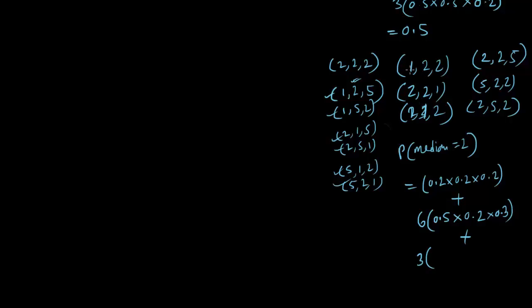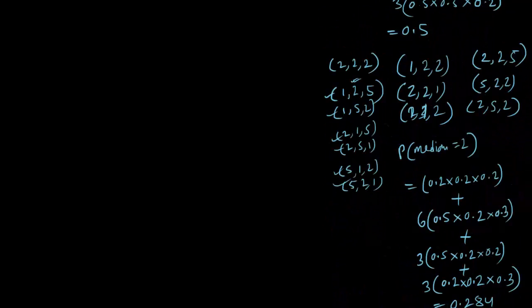Or we have these 3 different samples. So 3 into 1, 2 and 2. 1 has a probability of 0.5, 2 has a probability of 0.2, 2 has a probability of 0.2. Plus 3 into 2, 2 and 5. 2 has a probability of 0.2 times 2 has a probability of 0.2 times 5 has a probability of 0.3. So let's calculate this. 0.284.